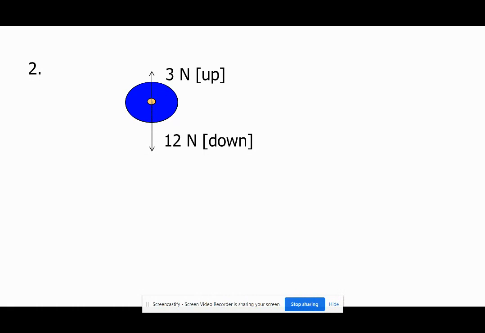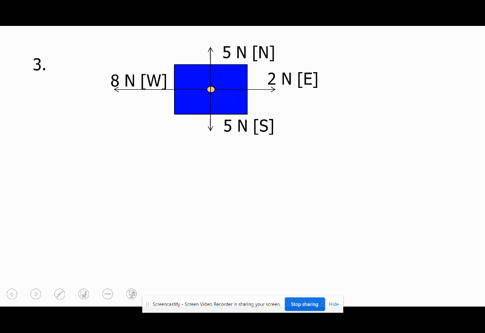Same sort of thing. 3 newtons up, 12 newtons down will give you a net force of 9 newtons down. Same rules apply for vectors. The direction goes in the square brackets. Our units are in newtons because it's a force.